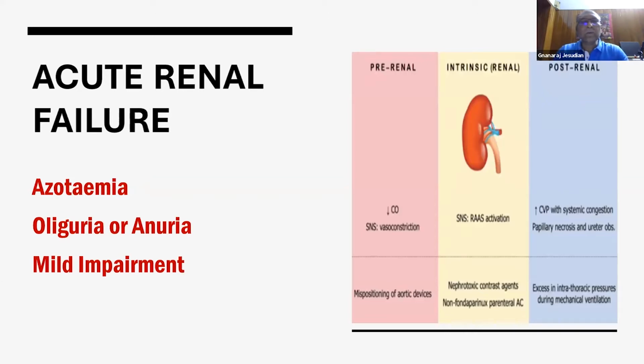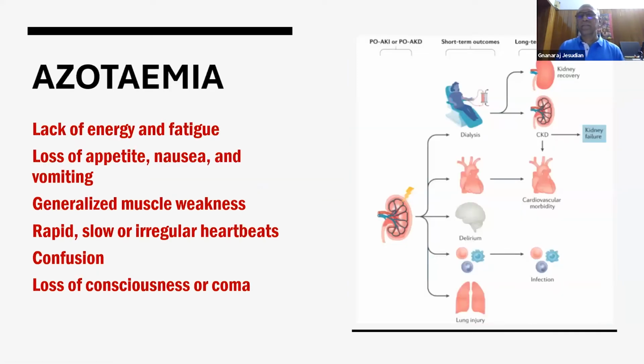And what is acute renal failure? How do they present? They present with symptoms of what is called azotemia. Then they have oliguria or anuria or mild impairment. So what is azotemia? What happens in azotemia? What do you understand by azotemia?